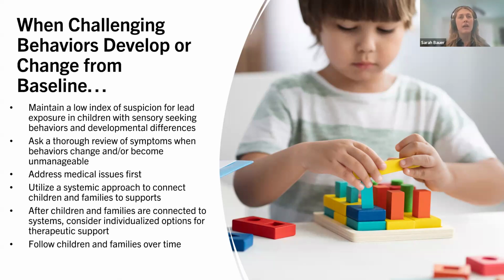When that happens, when I'm thinking about it, I go from top to bottom with a review of systems, right? Have you noticed a change in this area? Is there a change in anything going on with their skin that could be happening? Like looking for a medical reason first to explain a behavior change, with lead being part of that conversation. Addressing those first, and then once that's addressed, you can start thinking about systemic approaches to connecting children and families. And then after the system piece is addressed, if it's available, starting to think about individualized options for the family and following them over time.